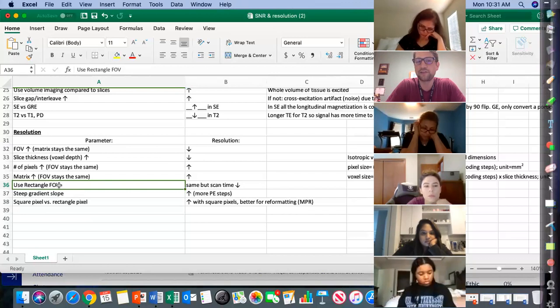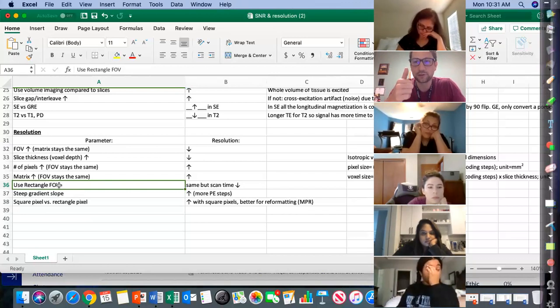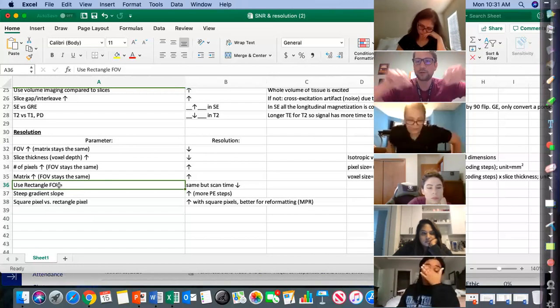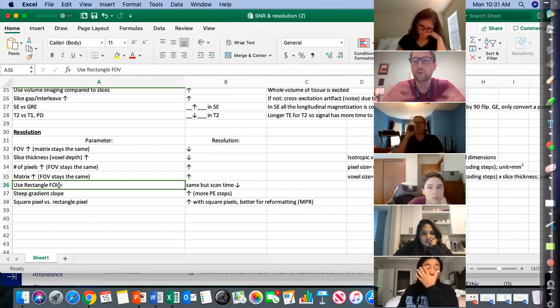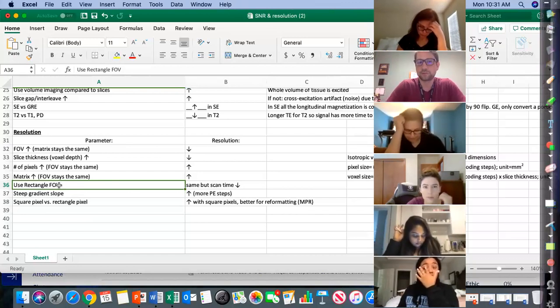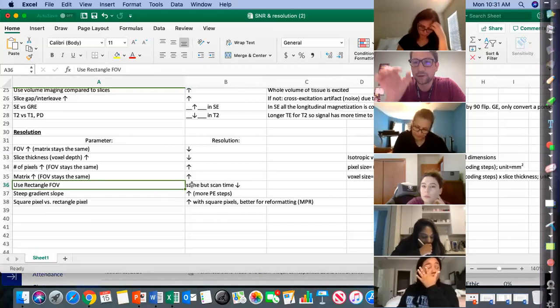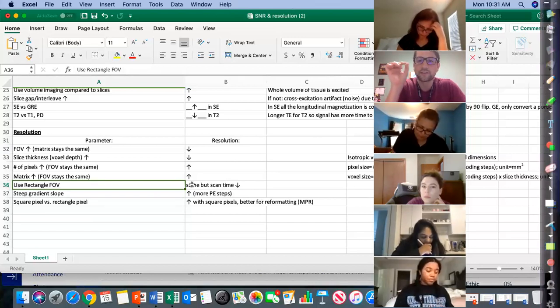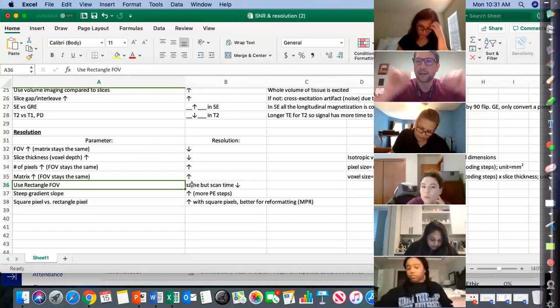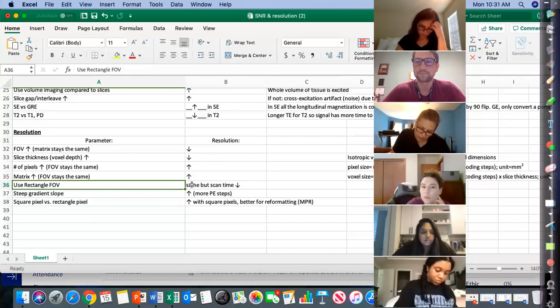So a rectangular field of view still has square pixels, so good resolution, but it's also going to reduce scan time, because we just eliminate some of the phase encoding steps around the anatomy that we don't need because it's a very narrow structure. So just put off to the side here, scan time decreases, resolution stays the same because we're using square pixels, but our scan time decreases because we eliminate phase encoding steps.